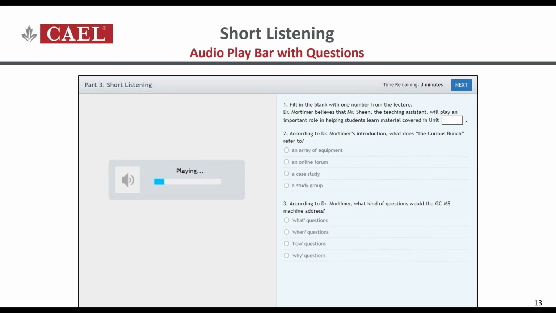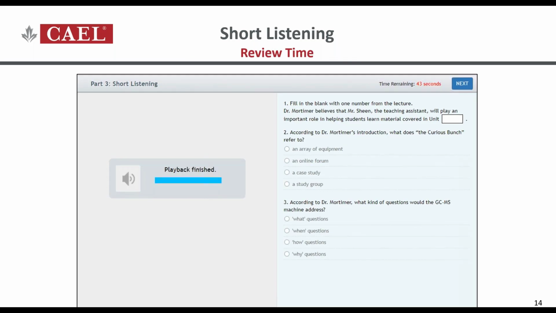Okay, soon I'll play some audio for you and you can get a chance to hear what it might be like. And here the playback is finished. So at the end of the audio, this will be your review time. What do you think would be a good thing to do during your review time? So you have, at the moment, very short time left, 43 seconds. But what could you do during that time?